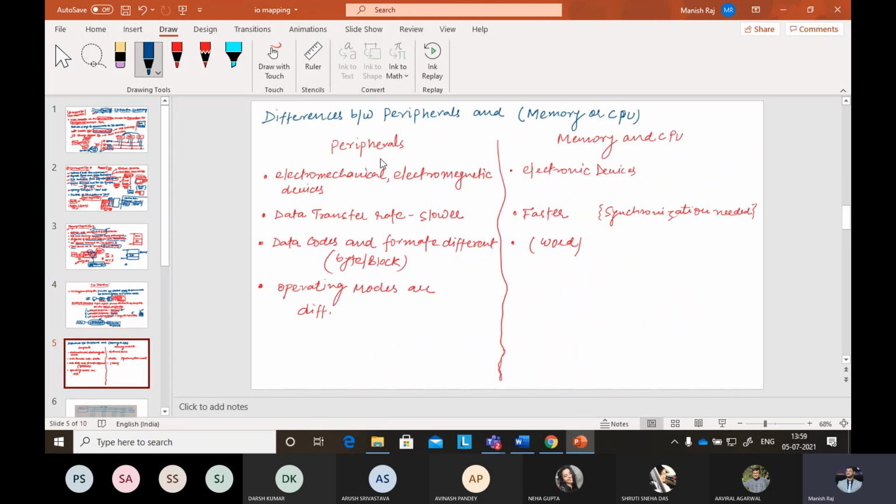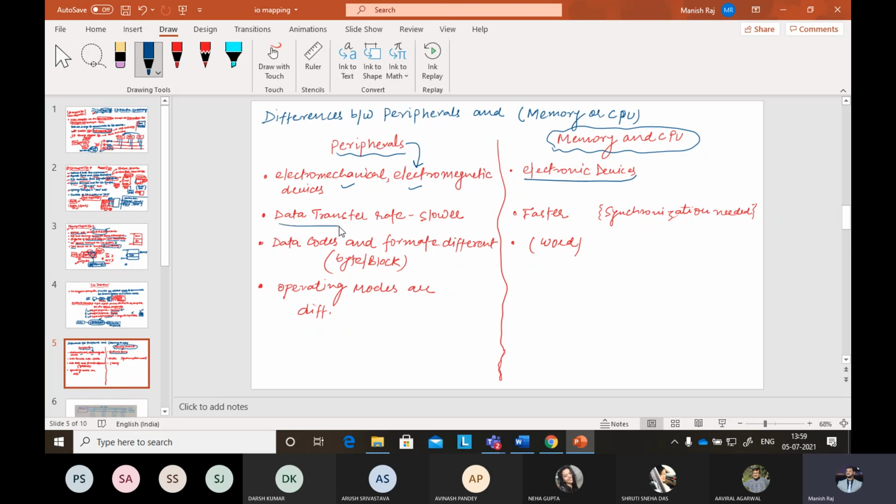There are some reasons why we cannot connect the peripherals directly to the CPU, or the memory. Here I am treating memory and CPU as the same thing, and the peripherals as a different thing. Most of the time peripherals are electromagnetic or electromechanical devices, while the memory and the CPU are electronic devices. So there is a difference in working. That's why we cannot directly connect these devices to the CPU.